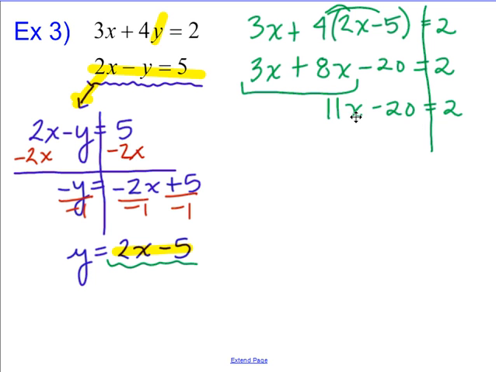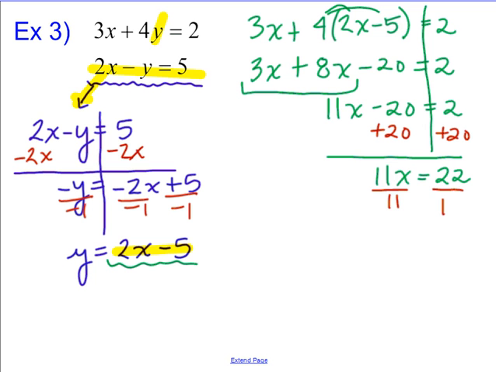We're going to isolate this x variable, so what we're going to do is add 20 to both sides. That gets rid of the 20. That leaves us just 11x on that left side, and 20 plus 2 is 22. Then we're going to divide both sides by 11. And we find out that x equals 2. So remember, we're building our ordered pair. So far we found out x equals 2. We've got to find the y.